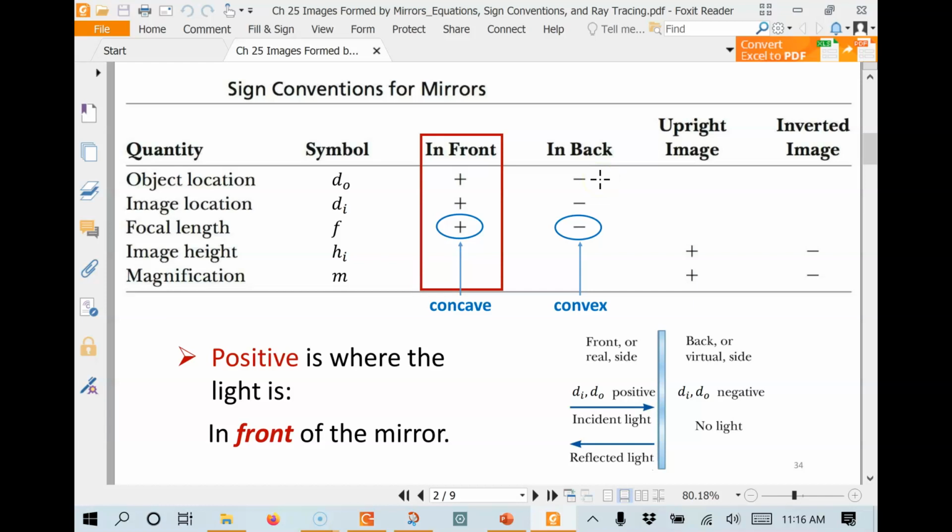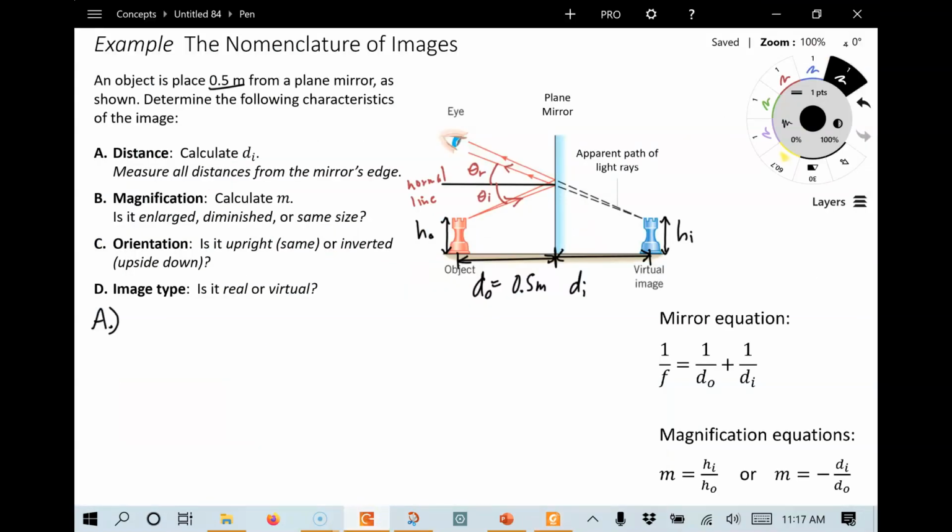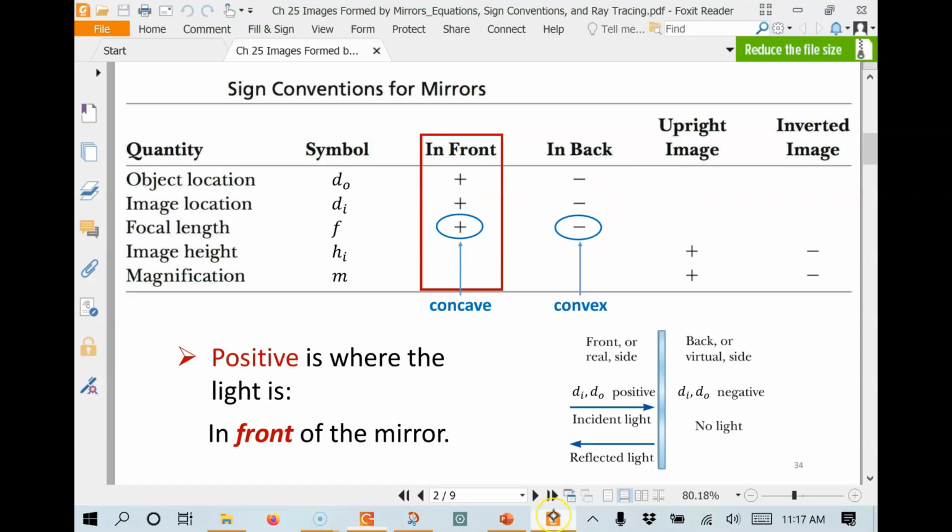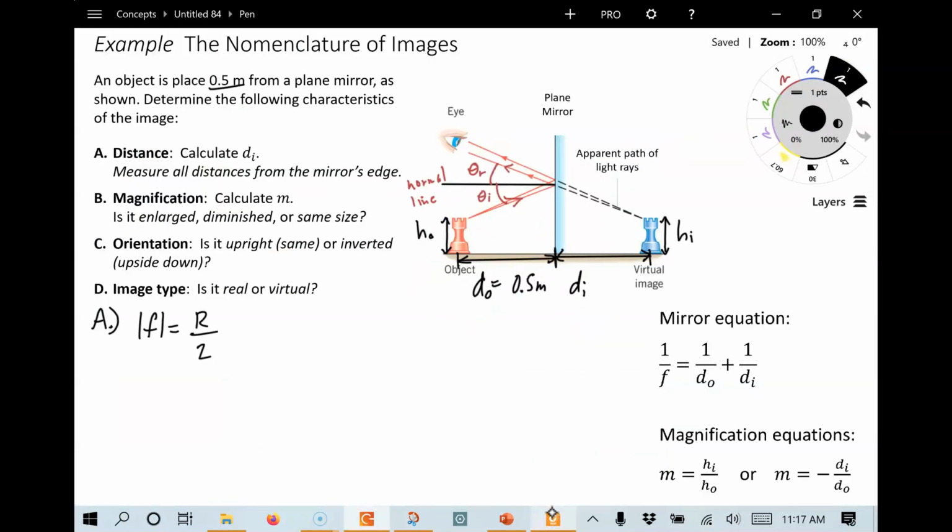But here we're looking at a plane mirror, so what is the focal length, plus or minus? Well, we're going to calculate that first. For any type of mirror, the focal length is equal to the radius of curvature of the mirror divided by 2. However, this is going to be an absolute value, because if we look back at the sign conventions, focal length for a convex mirror is negative, and for a concave mirror, it's positive. What about for a plane mirror? Well, we've got to think, what is the radius of curvature?